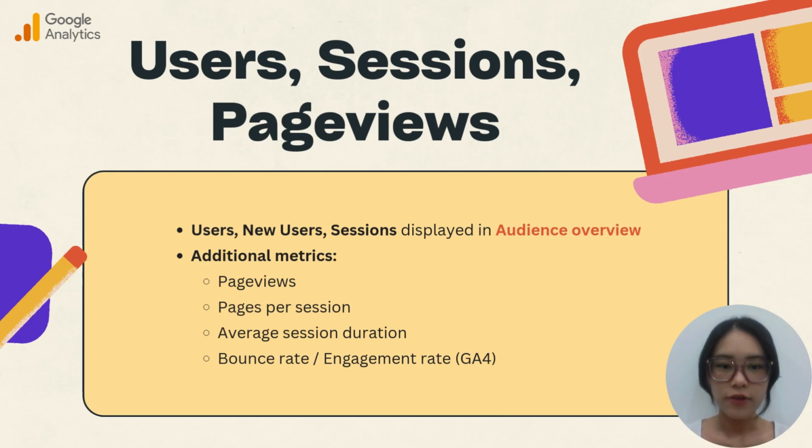In the audience overview, we can see users, new users, and sessions. Additional metrics include page views, pages per session, average session duration, and bounce rate or engagement rate in GA4.